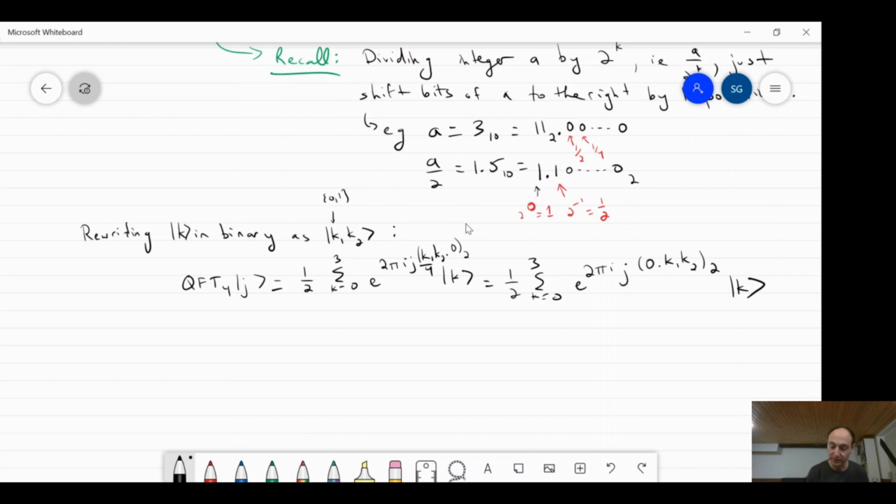But why am I doing this? Once we do this, we can break things down into a product structure. Even though k technically acts on 2 bits, if the input is just some standard basis state j, I can always write the output as a product state as well. So in binary, let me expand this now in terms of powers of 2. This is a half, sum over k equals 0 up to 3, e to the 2 pi i j, and then k1 times 1 over 2 plus, let me be consistent with my notes. Maybe I shouldn't write it that way.